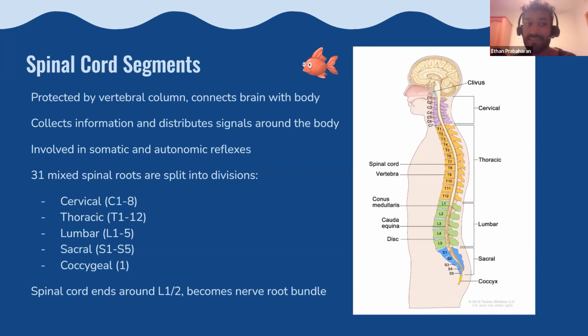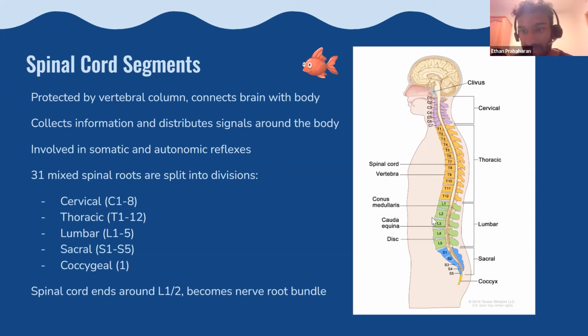And there's 8 cervical vertebrae, 12 thoracic vertebrae, 8 cervical roots, 12 thoracic nerve roots, 5 lumbar nerve roots, and 5 sacral nerve roots. So basically that just means like at each vertebra, there are different nerves that come out, and these nerves correspond to the vertebrae that you see here.